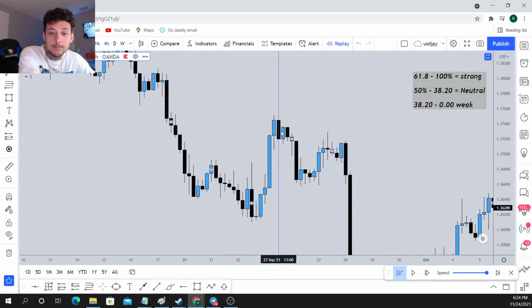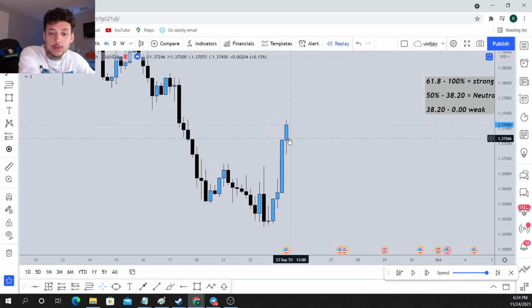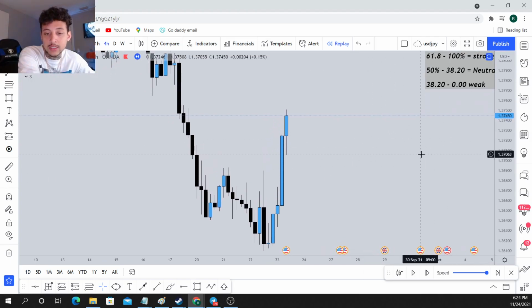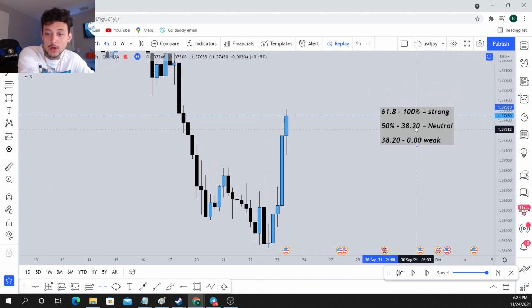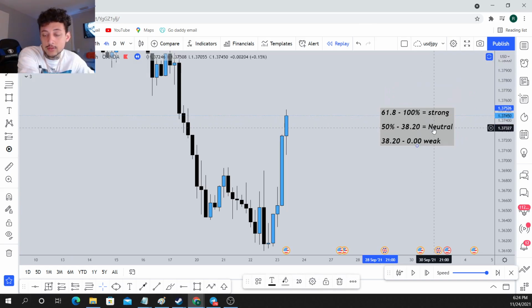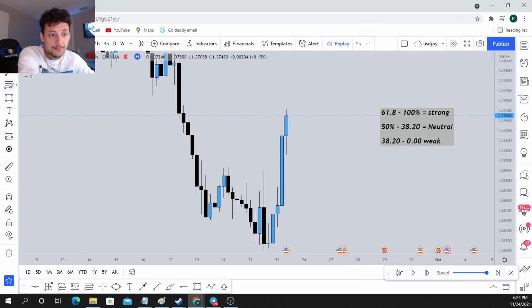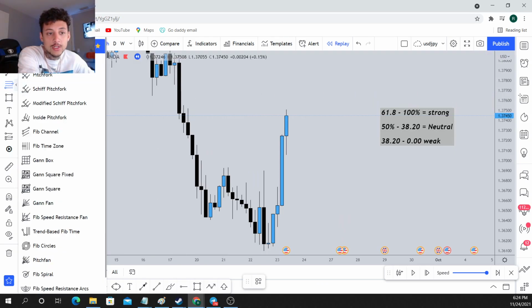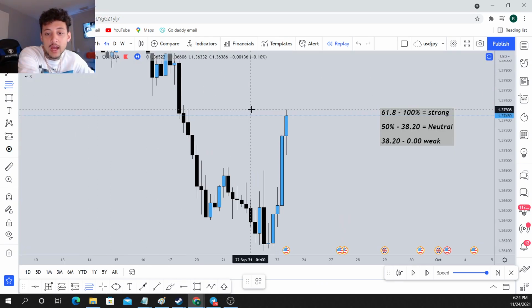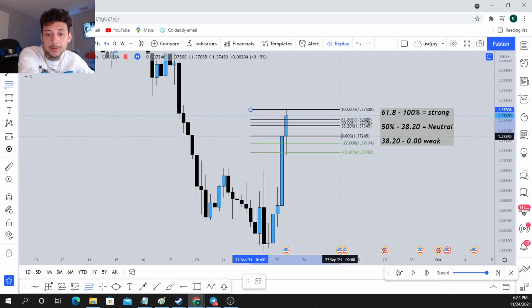Let's go in the replay mode again. Let's say I want to measure this bullish candlestick to determine what kind of candlestick it is: a strong candlestick, or a neutral or weak candlestick. All I'm going to do is click on the Fibonacci retracement tool and go from the highest high to the open.